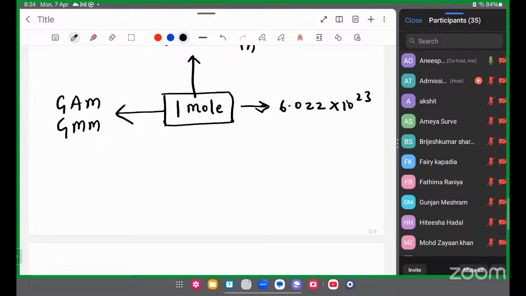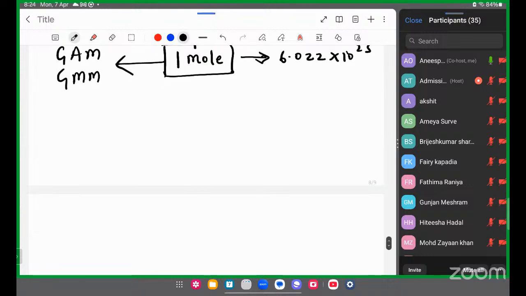In case of molecular mass, let's say we have a molecule CO2. What is the molecular mass of CO2? This is 44 AMU. And if you are looking for molar mass of CO2, we will say it will be 44 gram. So you have to be careful about the unit.